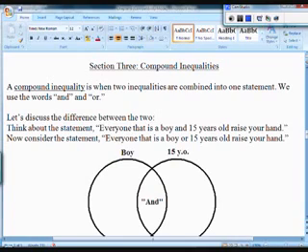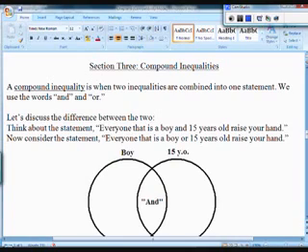Here's a good way to think of it. It says, think about the following statement. Everyone, and you don't have to do this, just think about it. Everyone that is a boy and 15 years old. If I ask you to raise your hand, think about who would raise their hands. They have to meet both qualifications. They'd have to be a boy and they would have to be 15 years old.